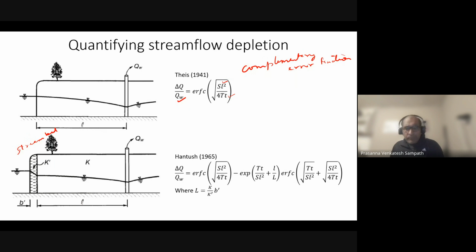All right, we'll move on. I've just shown you two equations. There are n number of equations available, so many other expressions. A lot of people have worked on this to derive a simple expression for estimating how much depletion will happen in a stream if so much pumping happens at such and such a distance. Again, don't bother memorizing all these equations. It is just for information. You will not be expected to remember these equations.